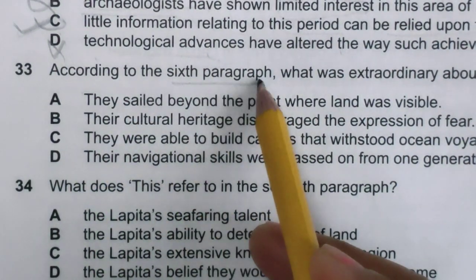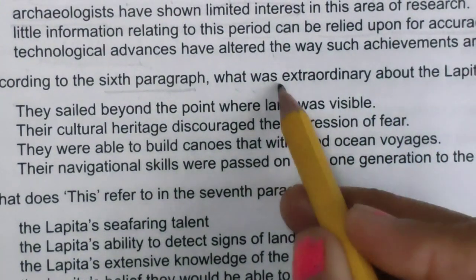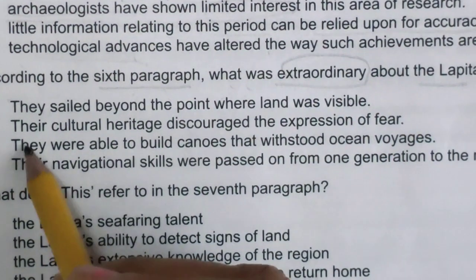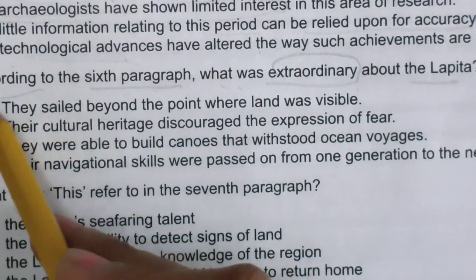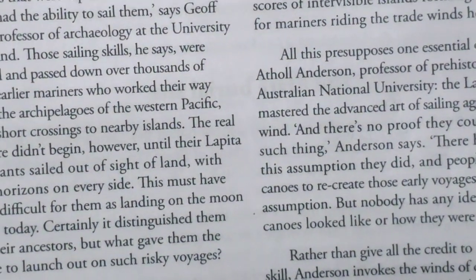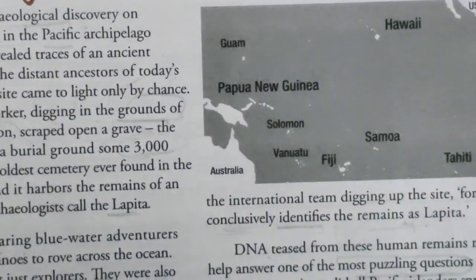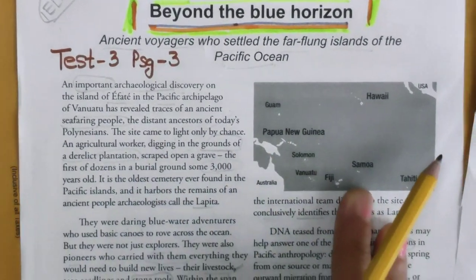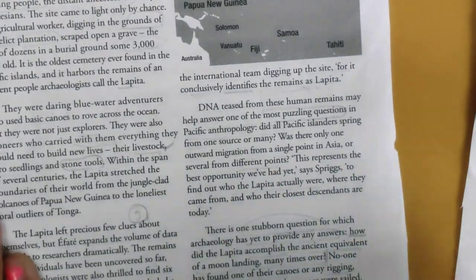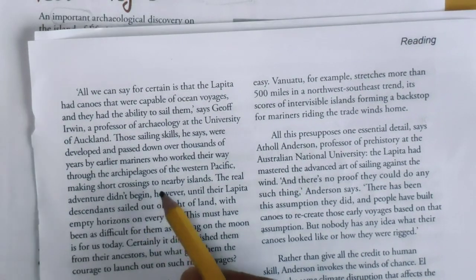According to the sixth paragraph, now they have given their self location, what was extraordinary about the Lapita. So what was extraordinary about the Lapita? Before reading it, it's all your choice. If you want to read the options, then it's okay. If you don't want, then read in the paragraph. Now what they are saying. So this is my sixth paragraph. One, two, three, four, five, fifth, and the sixth paragraph is here. So we can check out our answer from here.